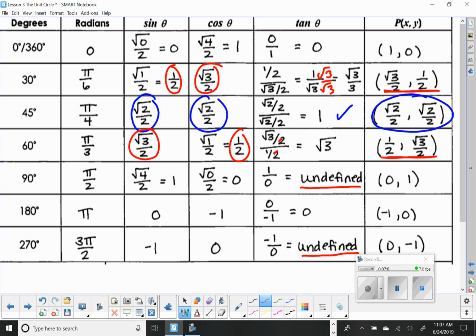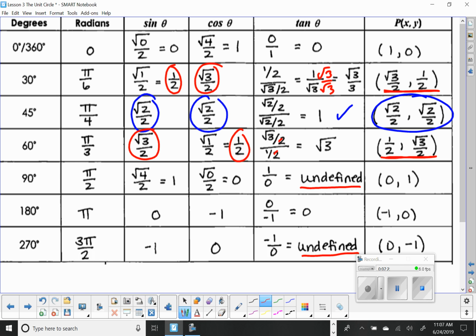So that takes care of your 30, your 45, and your 60, or your pi over 6, pi over 4, pi over 3. And where did those numbers come from? They're not numbers that just poof, came out of the air. They're numbers that are founded on solid mathematical principles using the Pythagorean Theorem and things that we already know.